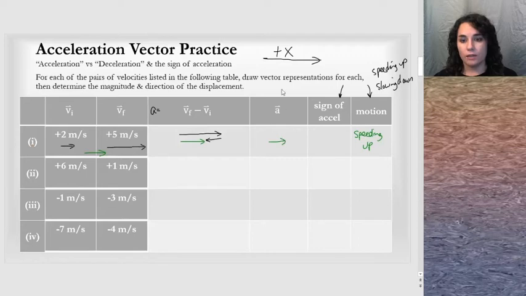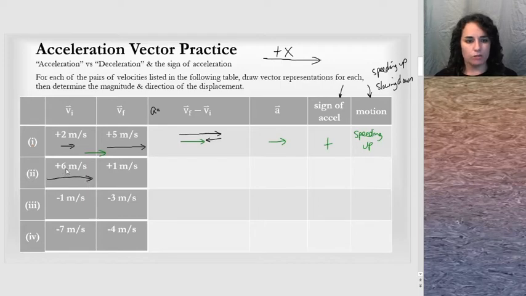Okay, and in my coordinate system, I note that this vector is pointing to the right, so it gets a positive sign. And this sort of makes us happy that the speeding up has a positive sign. It's speeding up. Let's look at a slowing down one.